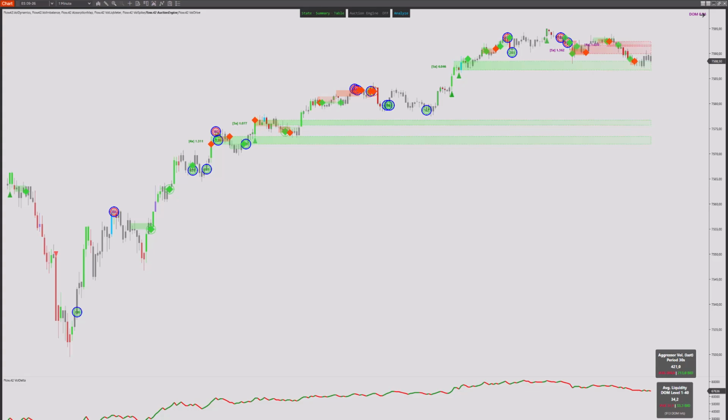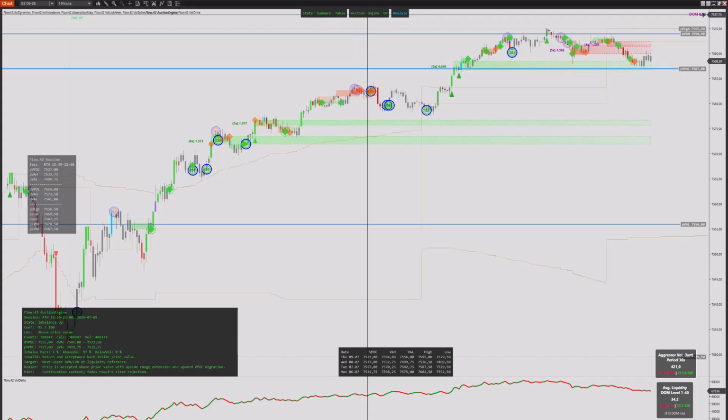The events tell you what's happening. The auction is the layer around them, and that layer is what I want to show you now. This is the Flow.42 Auction Engine. I switch it on and the auction appears on my chart. It treats the developing auction as one connected process, the structure around the move and the event inside it.